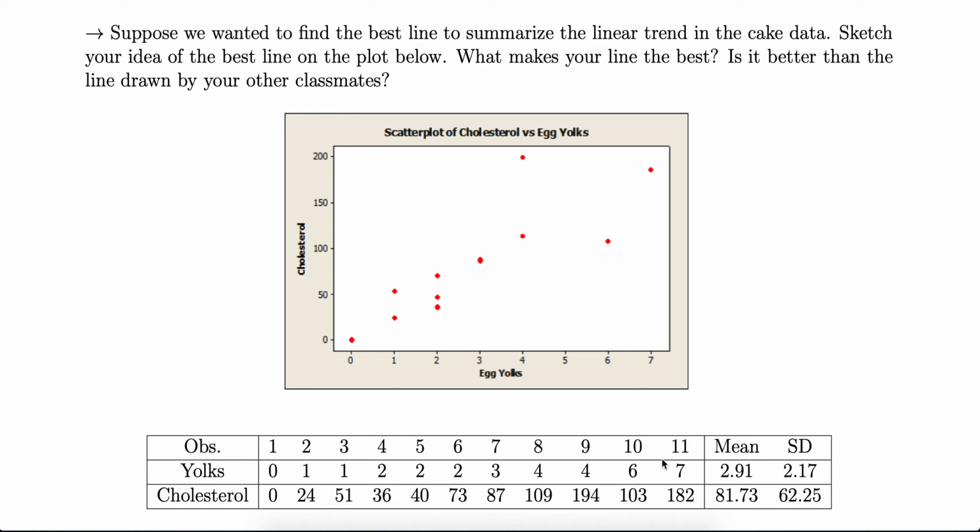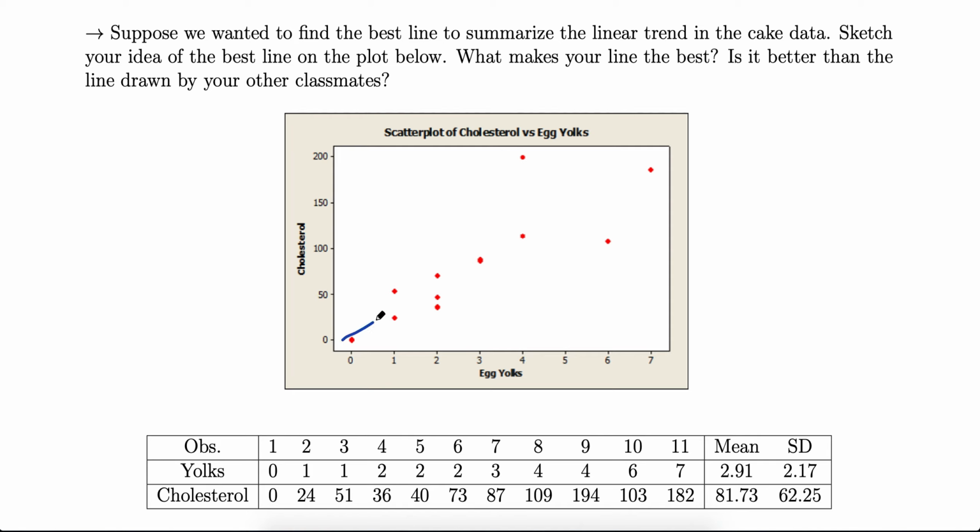We're going to revisit our data on the number of egg yolks and the amount of cholesterol in different cake recipes in a little bit more detail. So you see some review of the scatter plot we had before, and in your notes, take just a second and draw a line that you think best summarizes that trend between our two quantitative variables.